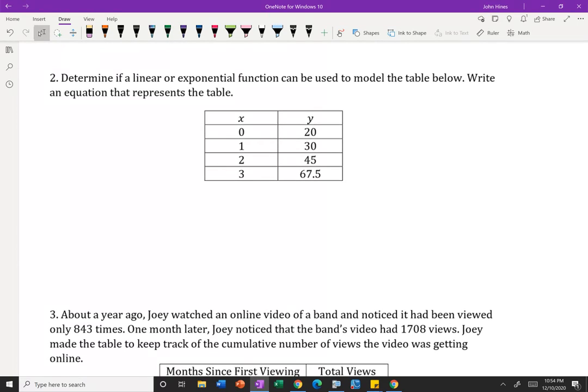Number 2, determine if a linear, repeated addition, or exponential, repeated multiplication, can be used to model the table below. So we always check, is it linear? Linear is easy to check because I look at what do I add, or what do I subtract. 20 to 30 is 10, 30 to 45 is 15. This isn't looking good because all of these are plus 1. So right there, it's not linear. It's not a linear function because there's not a constant rate of change.